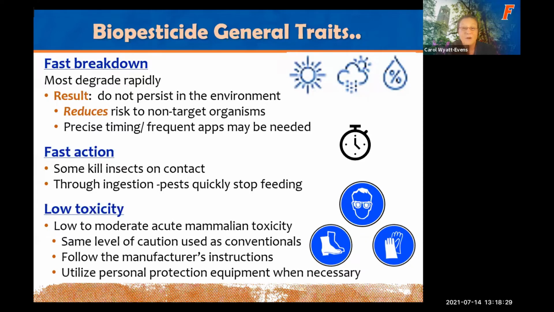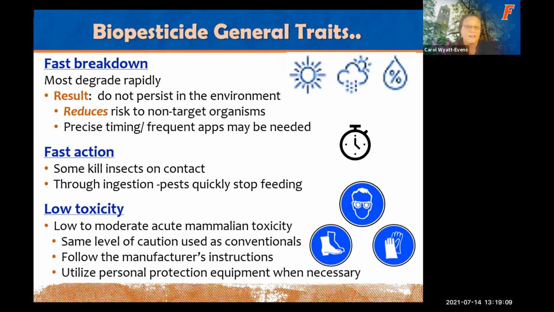And then precise timing also means you're targeting the correct insect stage of development. The immature stages are smaller and easier to kill than an adult insect. So this is where those reference sources are going to come in handy when you know what that immature stage looks like. So besides that precise timing, more frequent applications are probably going to be necessary to do the job because remember, they have that fast breakdown and there's no residual. So once they dry, they're not going to be effective.